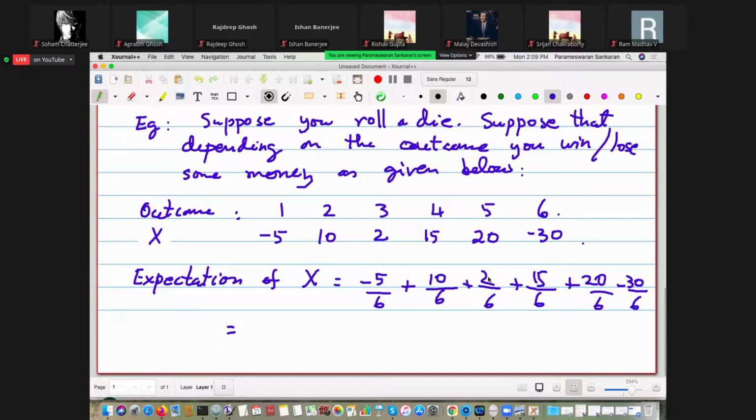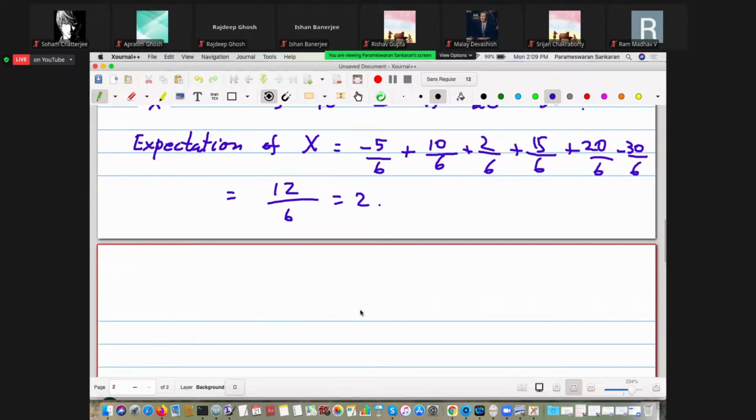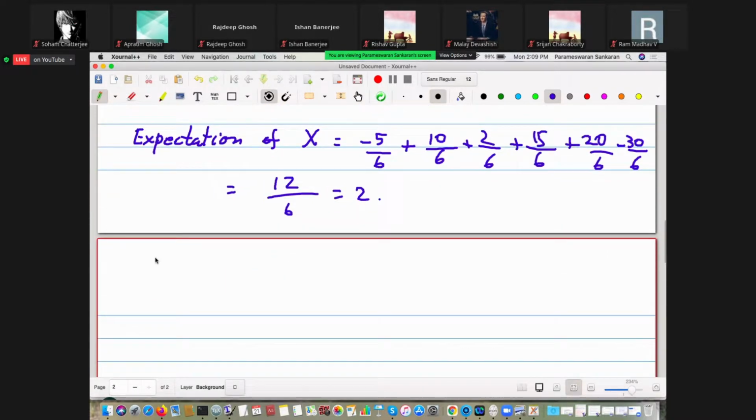Okay. So this is the meaning. You can compute this. Let me do it. 35, 45, 47, 32. So your expectation is something like 2 rupees. So this is the sort of origin of the usage of the word expectation. The word mean is also used equally.